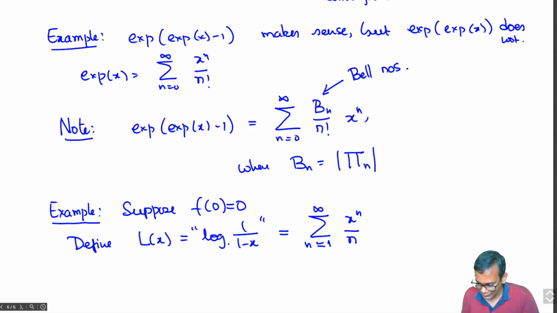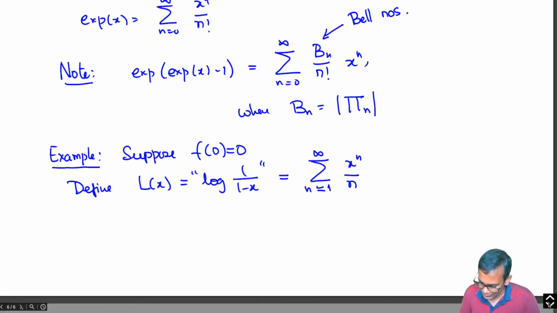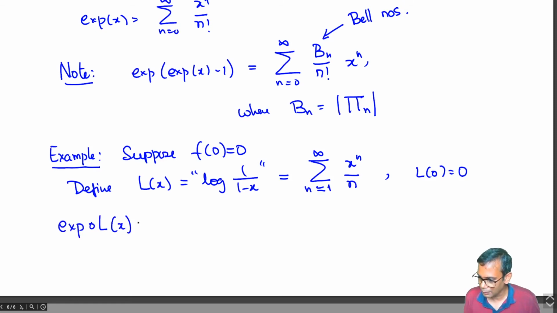So let me justify this notation, why it's called log of 1 over 1 minus x. This is a function of the kind we like. L of 0 is equal to 0. Its constant term is 0. So it makes sense to talk about composing it with exp. So exp of L of x, well, this is the summation n goes from 0 to infinity L of x raised to n over n factorial.